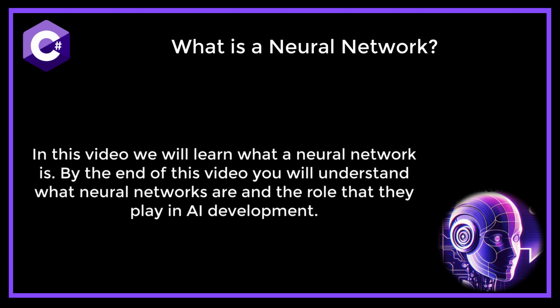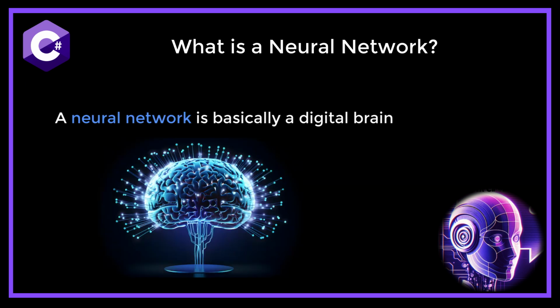In this video, we will learn what a neural network is. So what exactly is a neural network? Think of it as a computer program that learns from data. But what sets it apart is its structure, which is inspired by the human brain. Just as the brain contains interconnected neurons, a neural network consists of artificial neurons arranged in layers.